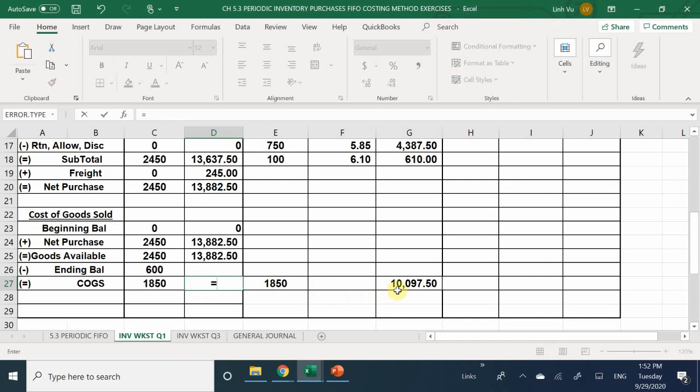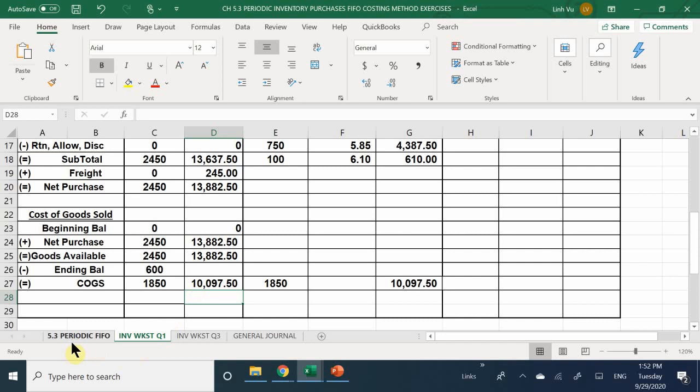Now, working backwards, if I have $13,882.50 available, and I've already sold $10,097.50, how much is going to be remaining? And I'm sorry, can you repeat those numbers to me? That's fine. If we started out with our grand total of $13,882.50 and we've sold a total of $10,097.50, what is my total ending balance?